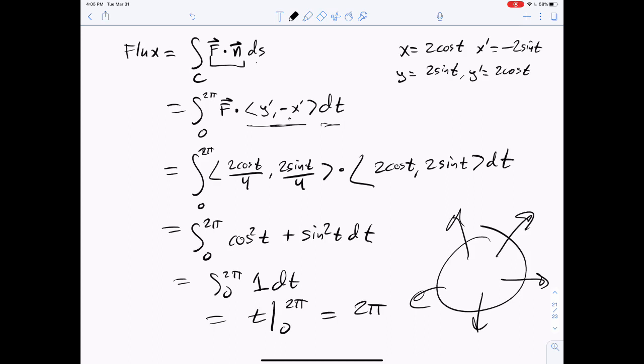All right, so there's a couple of example problems showing you how to do circulation and flux for line integrals.